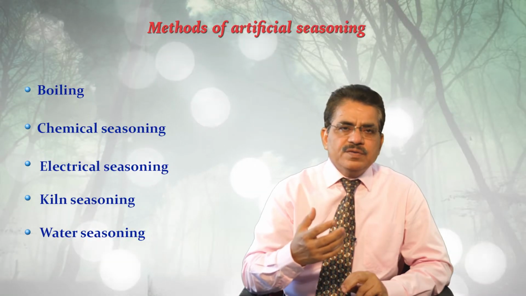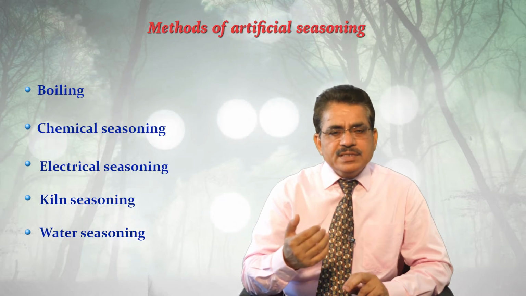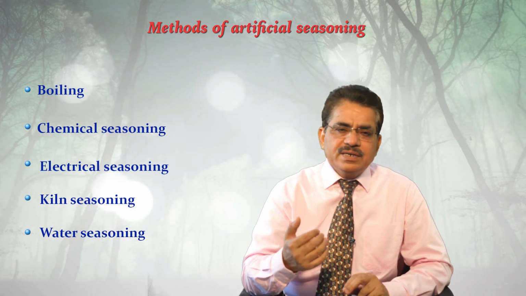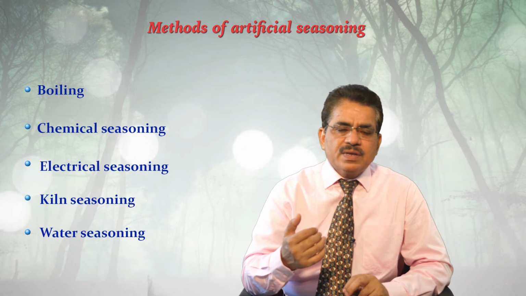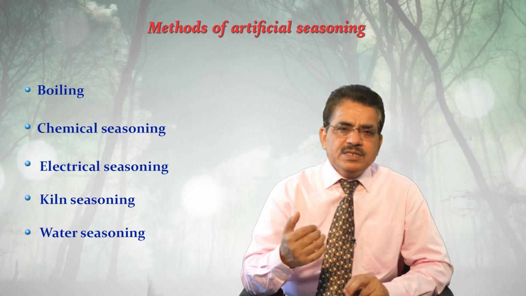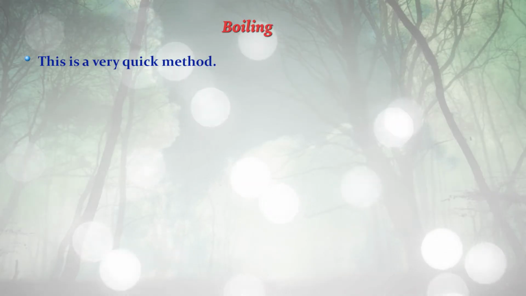Now, what are different methods of artificial seasoning? Different methods are, first of all, boiling, second one is chemical seasoning, third one is electrical seasoning, fourth one is kiln seasoning, and last one is water seasoning. What are these different methods? We will discuss one by one. Let us begin with boiling.